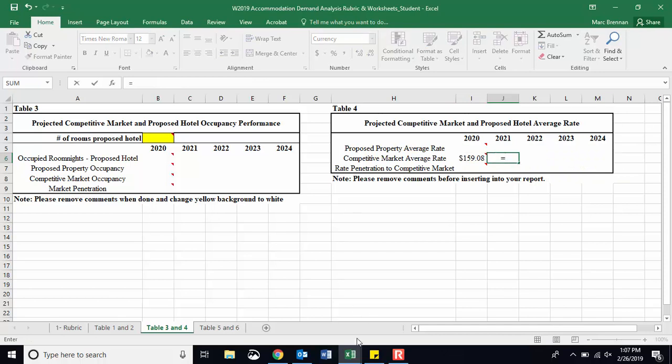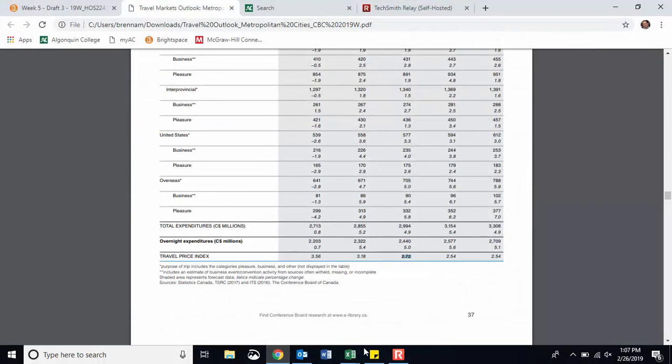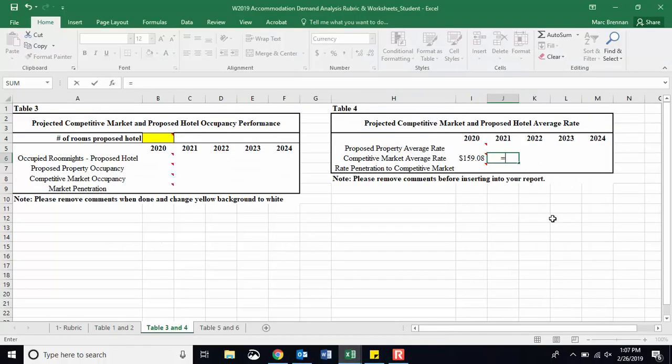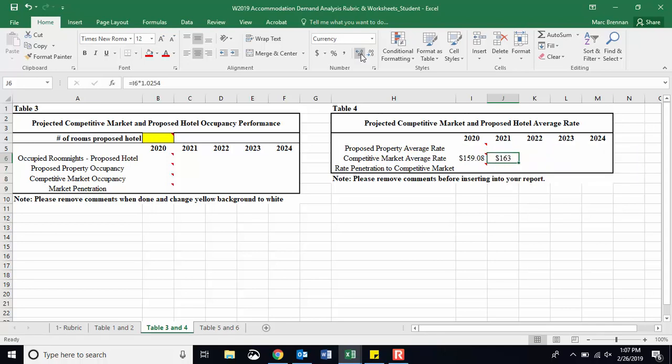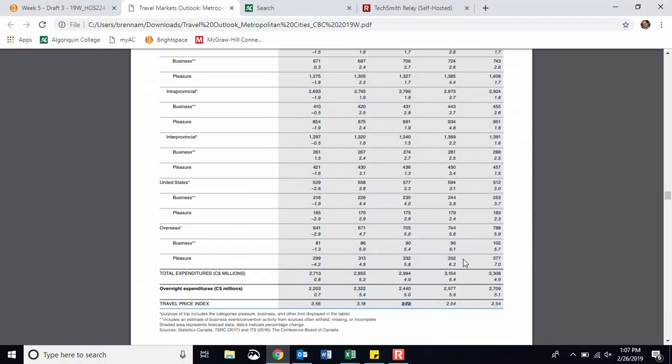And then we can do the same thing. So it's saying 2.54%, equals this times 1.0254. Okay, probably add a couple decimals. And then what does it say for the next year?